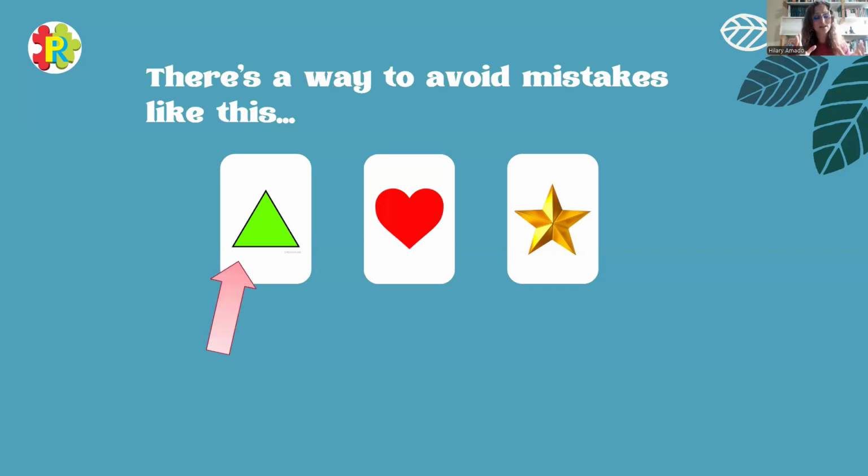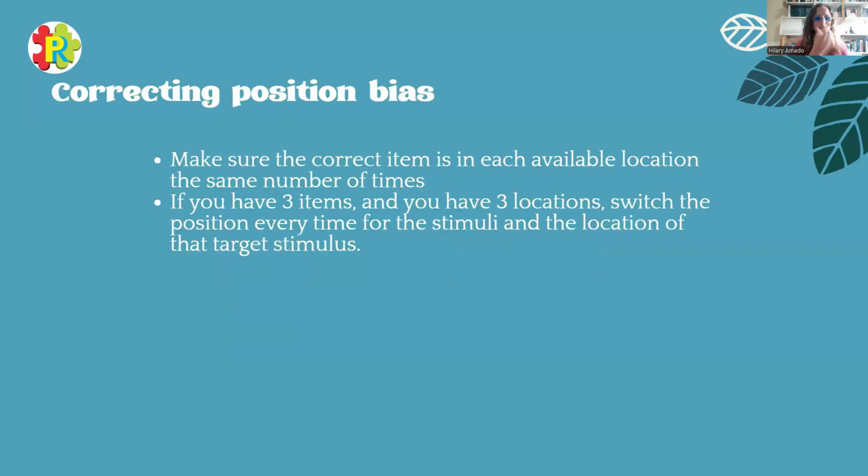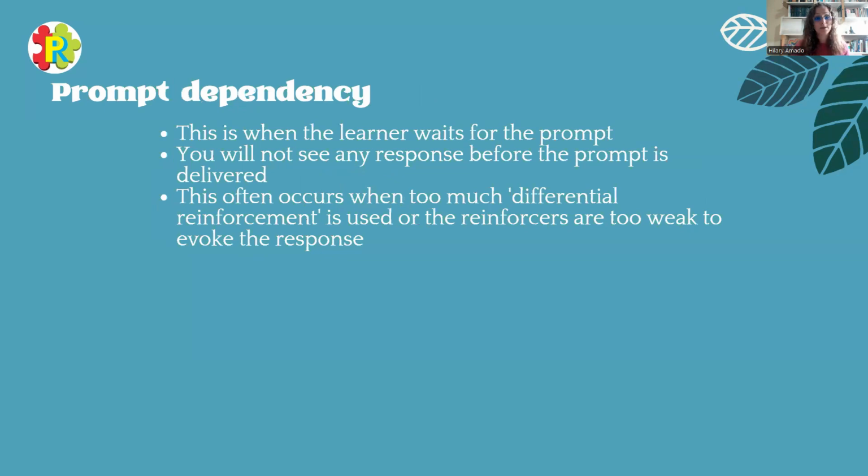This should be a really easy mistake to avoid. It is an easy mistake to make, and it's also an easy mistake to avoid. So just try to pay attention to something like that. How do you correct position bias? You want to make sure that the correct item is in each available location the same number of times. So if you have 3 items and you have 3 locations, switch the position every time for the stimuli and the location of that target stimulus.